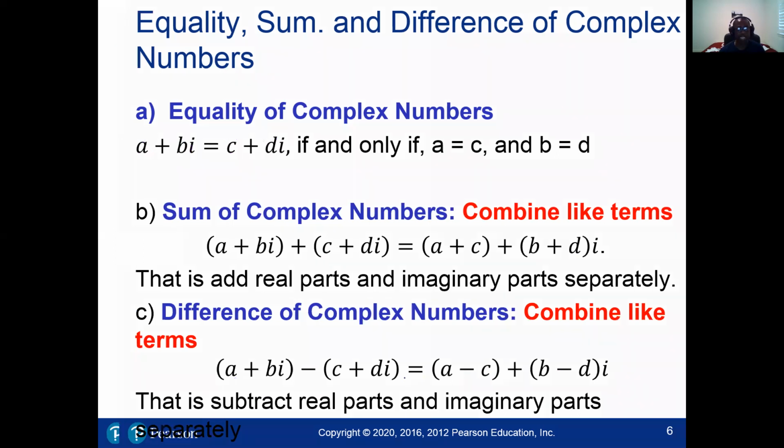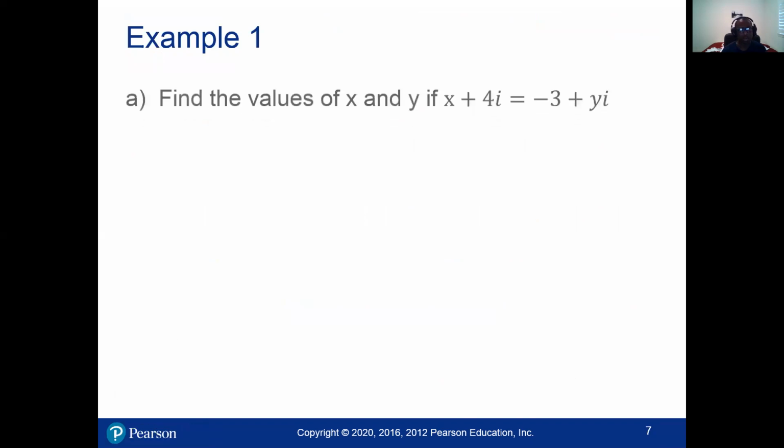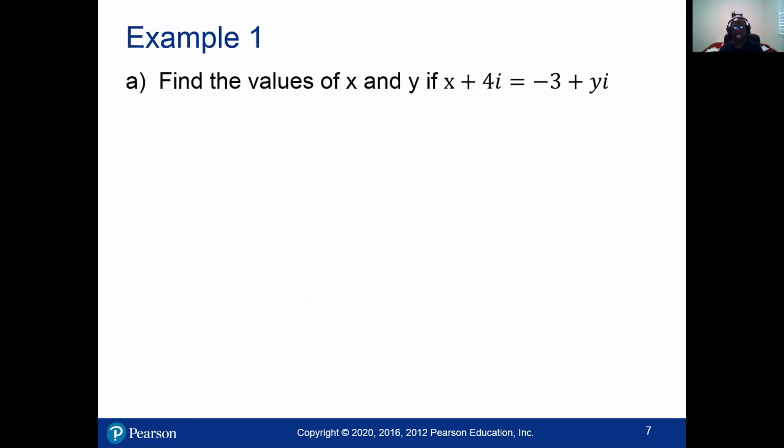Okay, we'll take examples now. So look at example 1. Find the values of x and y if x plus 4i is equal to -3 plus yi.